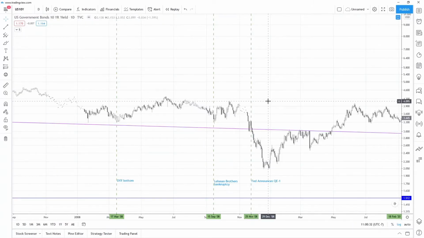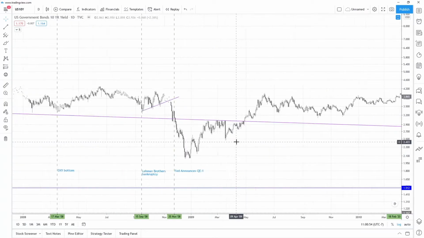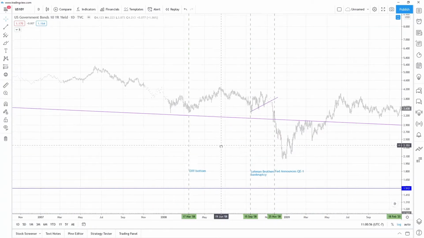Now, the 10-year yield, as soon as the Federal Reserve announced QE1, it already started before that, the sort of free fall. You can see if you call this a little trend line, we broke below the trend line and kind of went into a free fall on the 10-year yield, meaning prices were going up quite a bit.